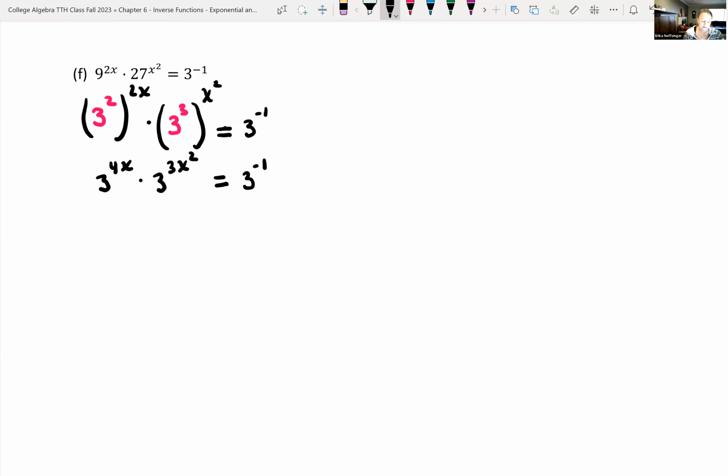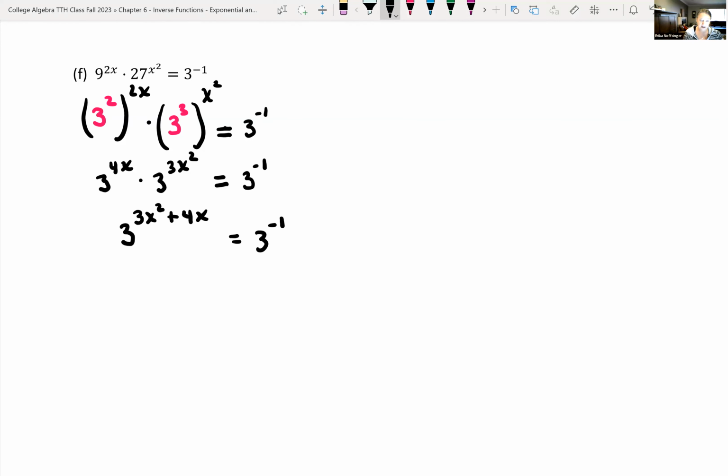So same base, multiplication. We add our exponents. So that left-hand side where we have 3 raised to the 4x power times 3 raised to the 3x squared power, that's the same thing as 3 raised to the, I'm going to rewrite it in descending order of powers for the exponent. So this is the same thing as 3x squared plus 4x as our exponent equals 3 raised to the -1.